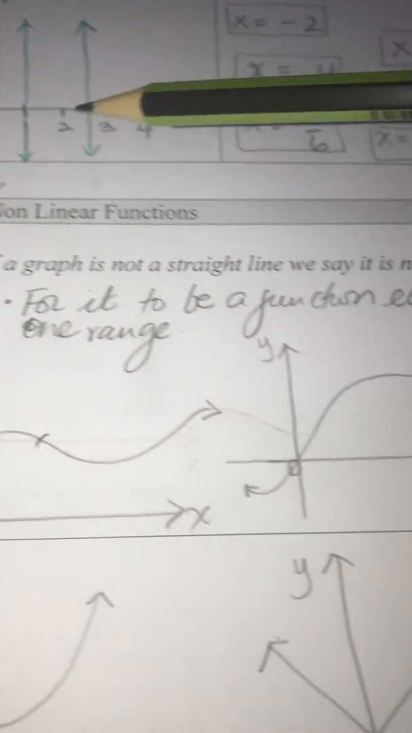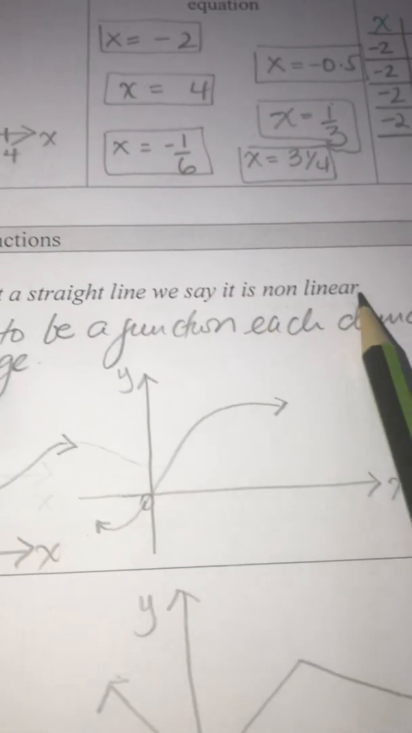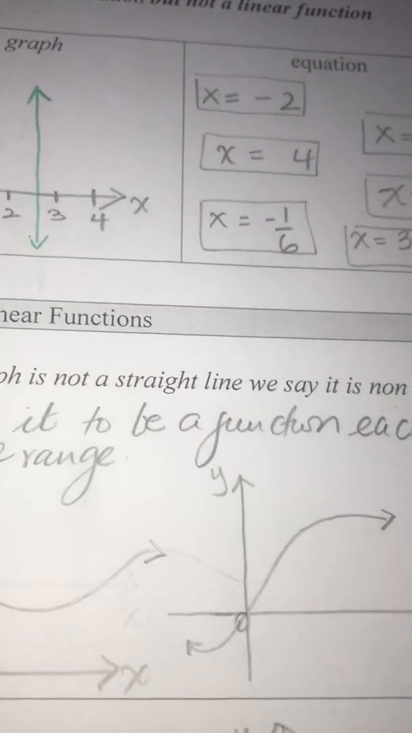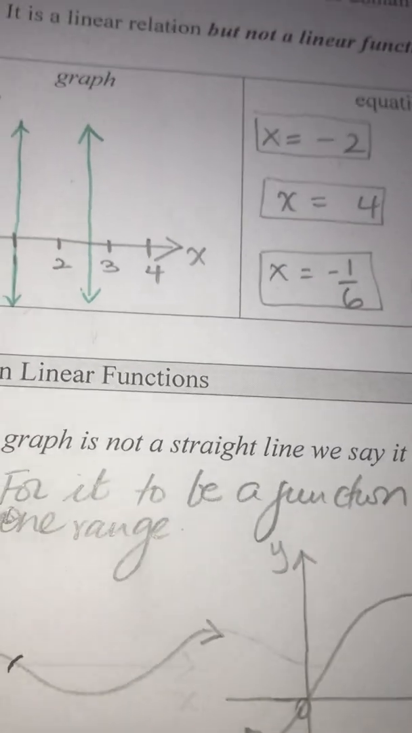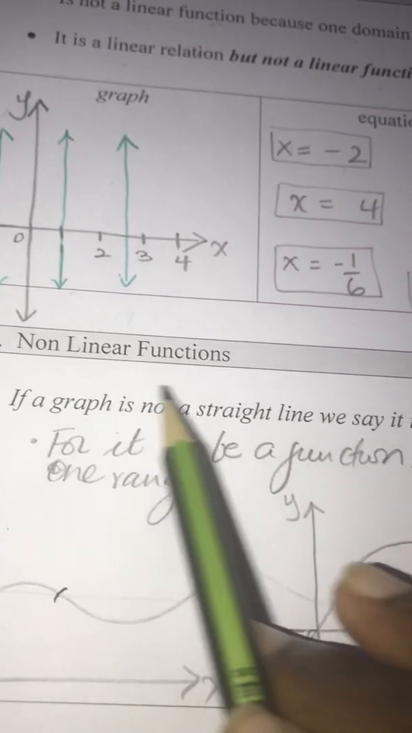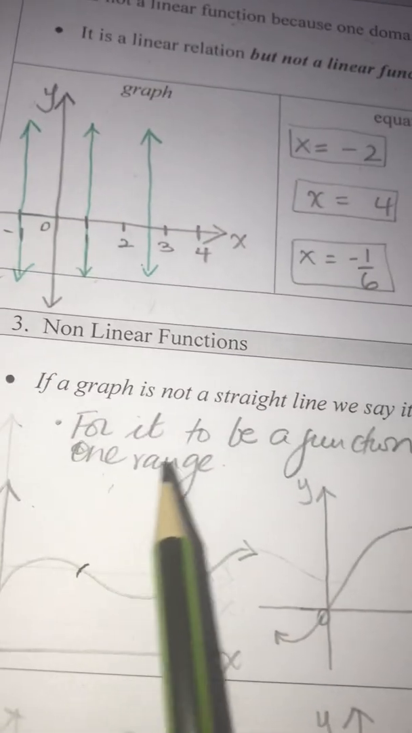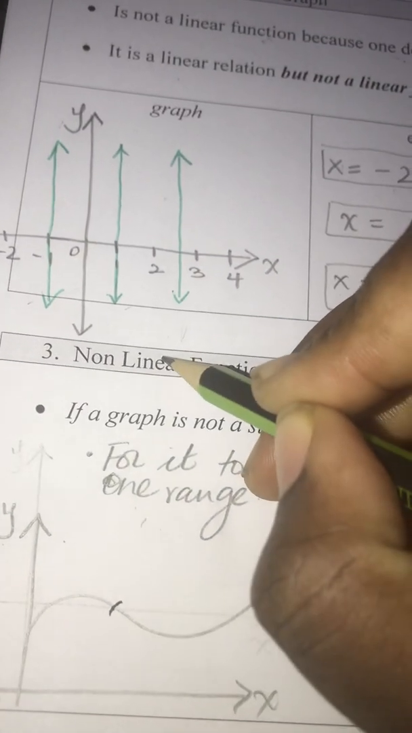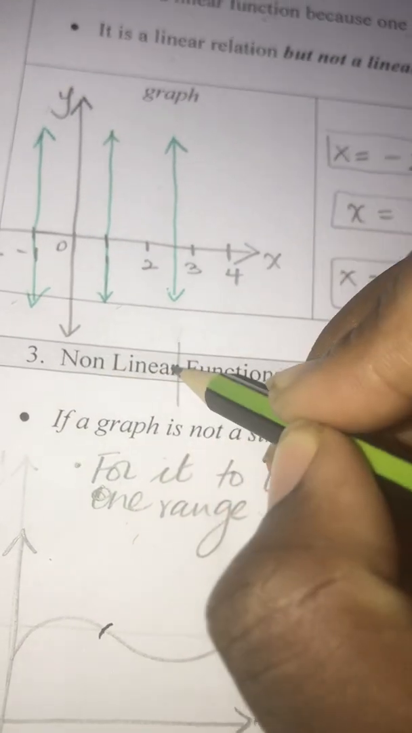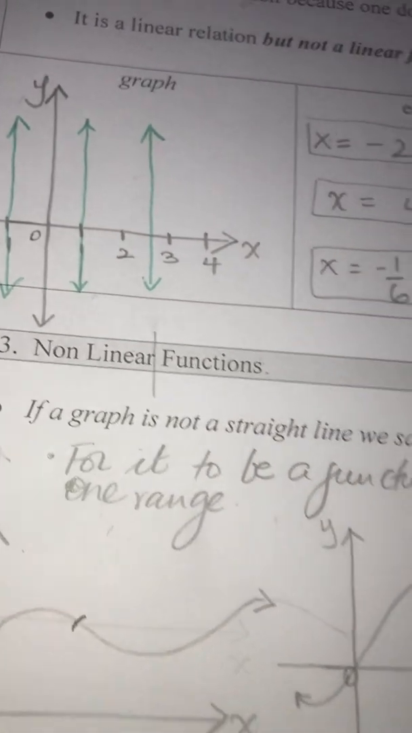Okay, so we were discussing nonlinear functions. If a graph is not a straight line, we say it is nonlinear. But now, how is it a nonlinear function? One, it must not be straight. Two, each domain must have exactly one range for you to be a nonlinear function. So these are two things: not straight, and each domain must have exactly one range.